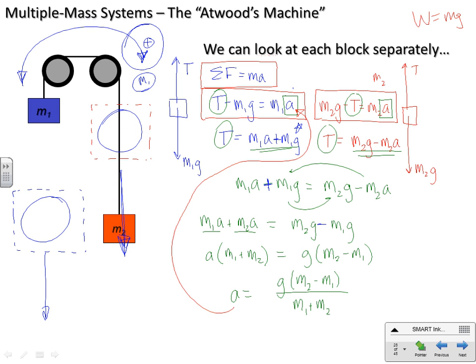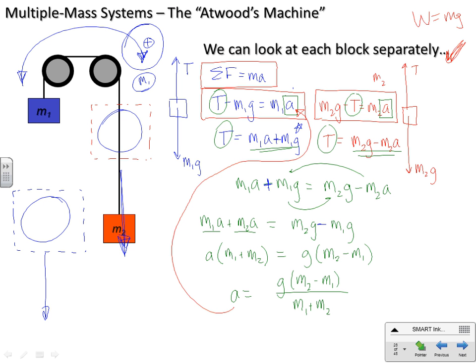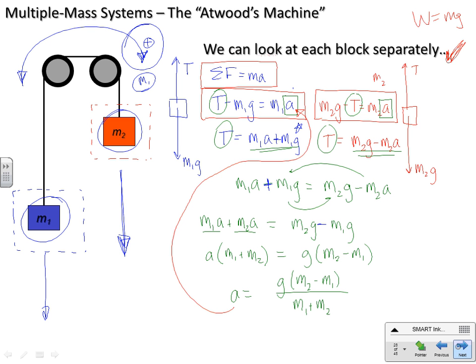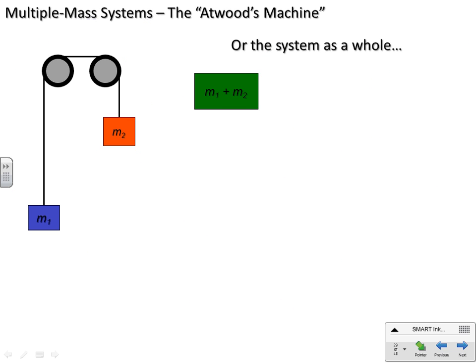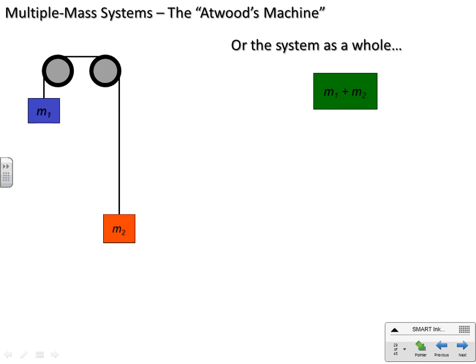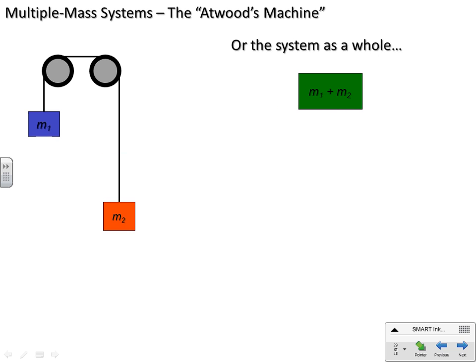So like I said, we can look at each part of the system separately, or we can look at the system as a whole. And we can almost imagine the system doing what it did here, right? The system doing that, accelerating that way, is almost like one object doing that. Don't you love that animation? I love it. So the system accelerating is kind of like a bunch of stuff accelerating, right?